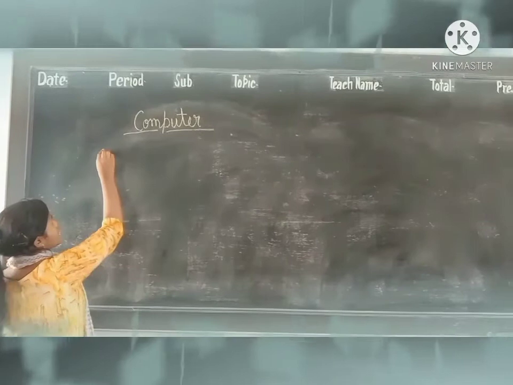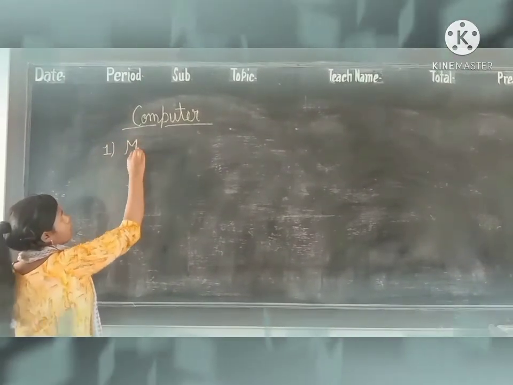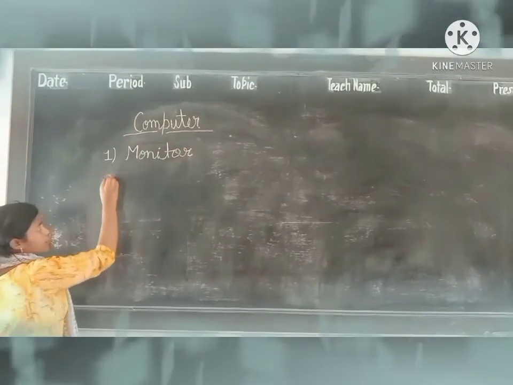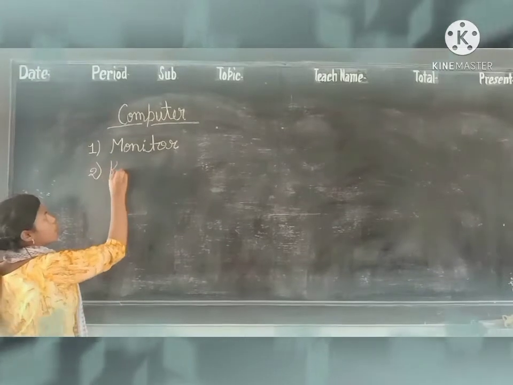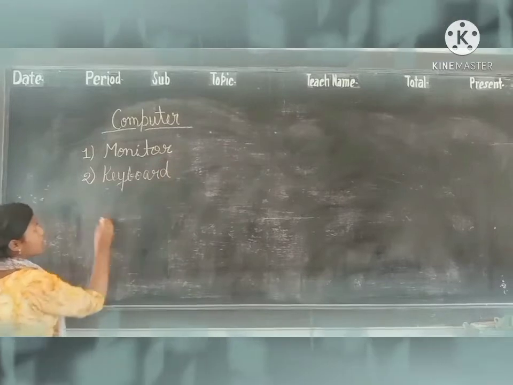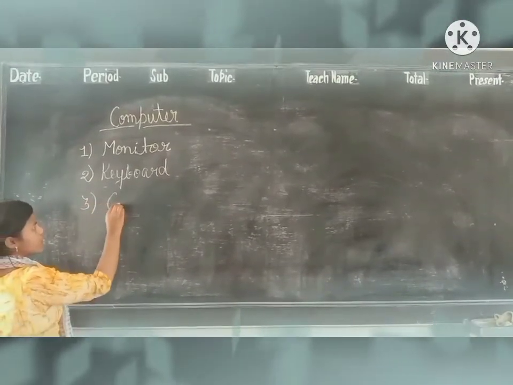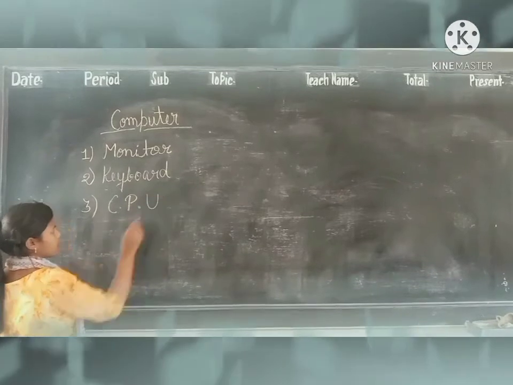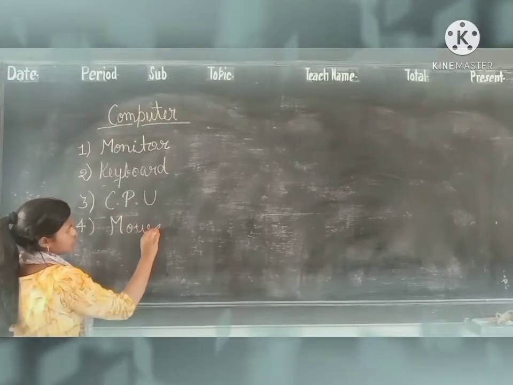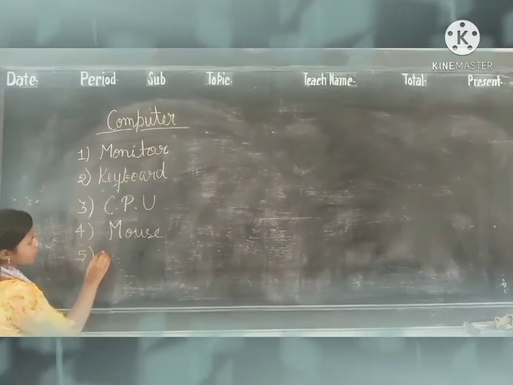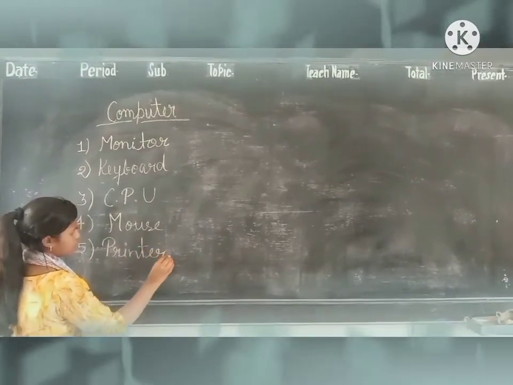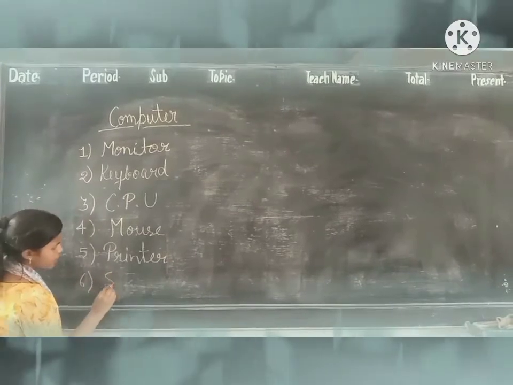As you know, there are so many parts of computer. Number 1, monitor. Number 2, keyboard. Number 3, CPU. Number 4, mouse. Number 5, printer. Number 6, speaker.